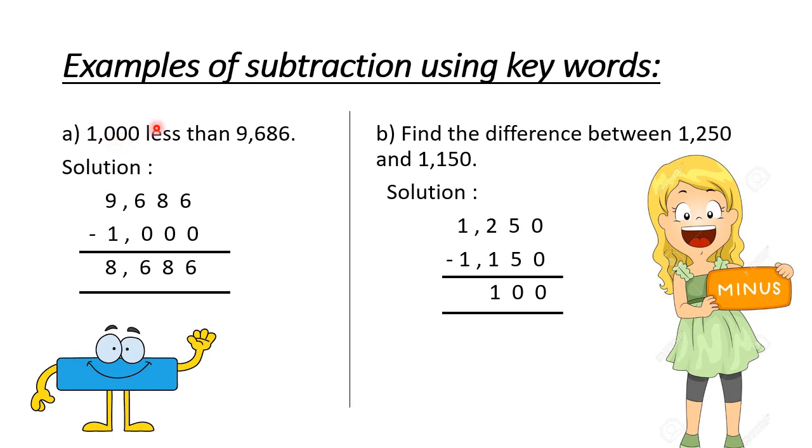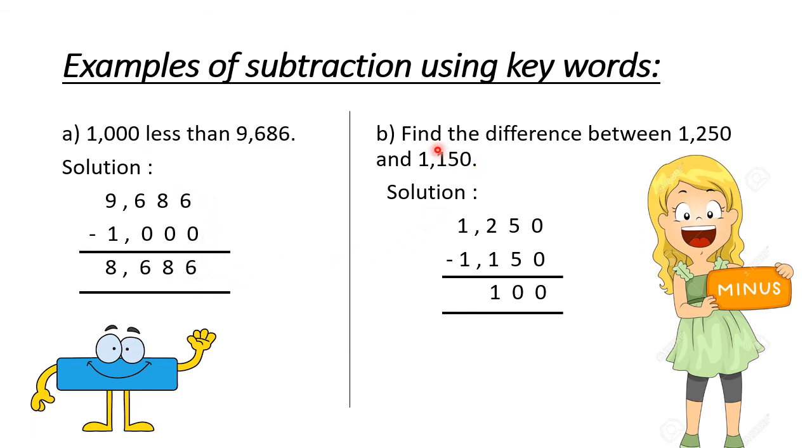These are some examples of subtraction using those keywords. Example number 1: we are given 1000 less than 9686. This keyword "less than" means you have to subtract in this question. Again, you will copy the question in vertical form and then you will subtract it.